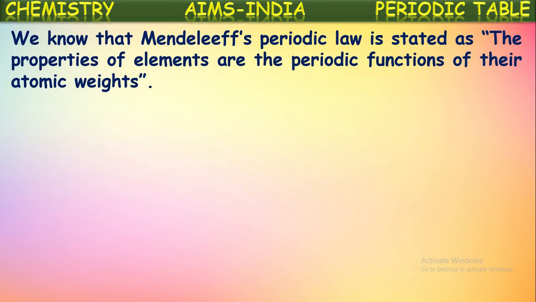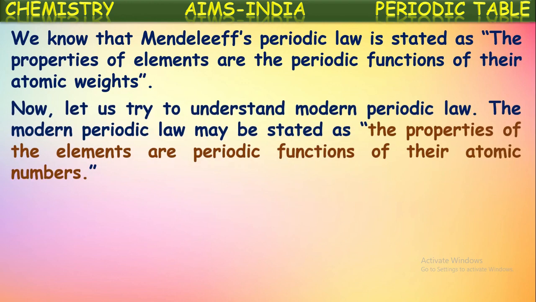We know that Mendeleev's periodic law is stated as: the physical and chemical properties of the elements are the periodic functions of their atomic weights. So what does the law mean? When elements are written in the increasing order of their atomic weights, the physical and chemical properties of the elements are periodically repeated from one element to another. That is the periodic law given by Mendeleev. So in honor of his name we call this Mendeleev's periodic law. It is stated as: the properties of the elements are periodic functions of their atomic weights.